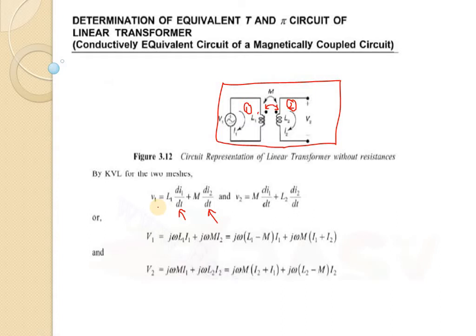Putting j omega L1 in place of L1 into I1, and in case of M, putting j omega M into I2. Taking j omega common, we get j omega (L1 minus M) into I1 plus j omega M common times (I1 plus I2). Similarly, we get these two equations for V1 and V2.